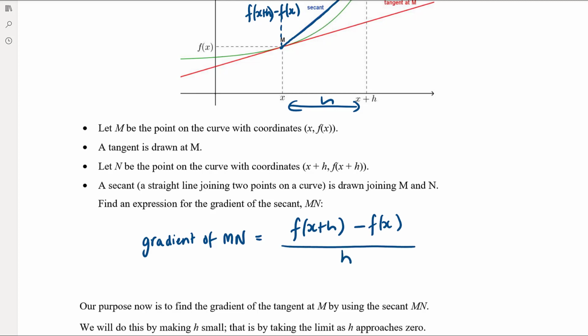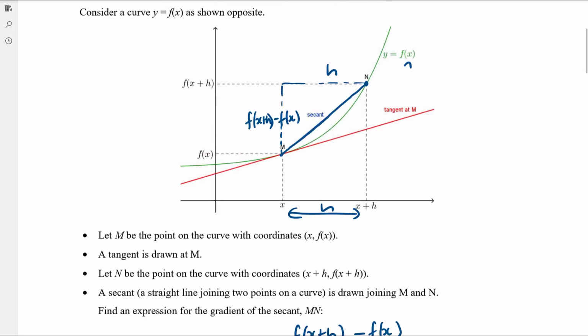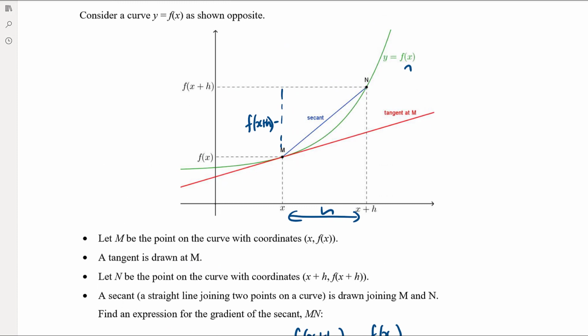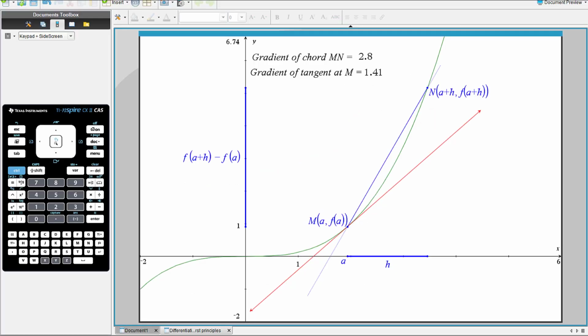Our purpose now is to find the gradient of the tangent using the gradient of the secant. Now that we've come up with a way to describe the gradient of this blue line, how do I use that to find the gradient of the red line? This is all to do with limits. I'm going to go over to the dynamic version now, and then we'll come back here. So here I've got the same thing. I've had to use the letter A in place of X.